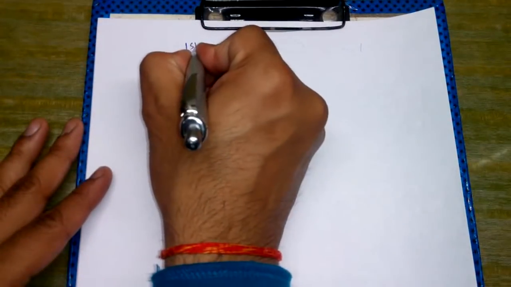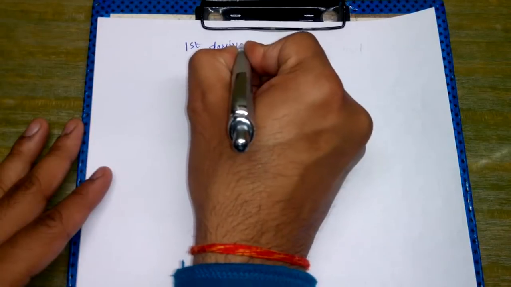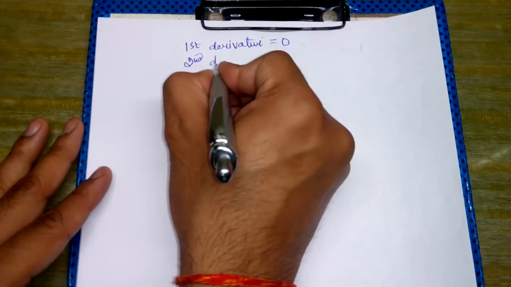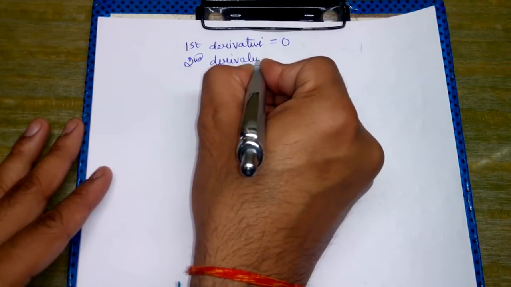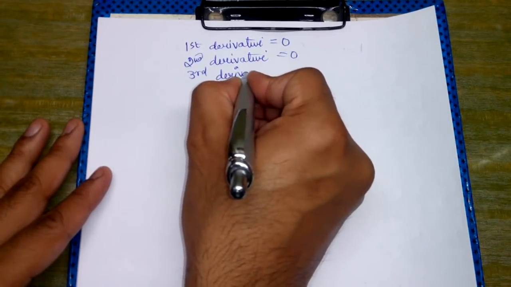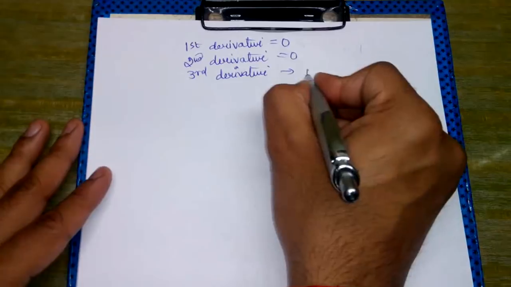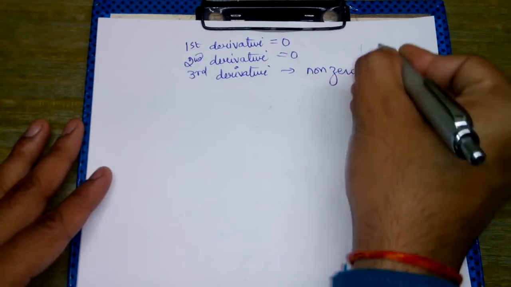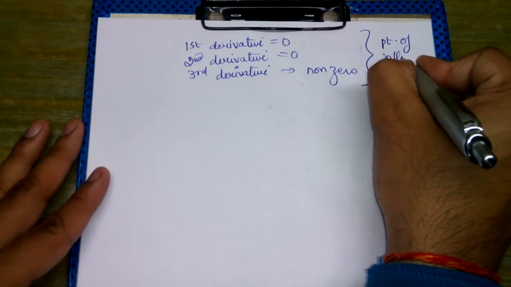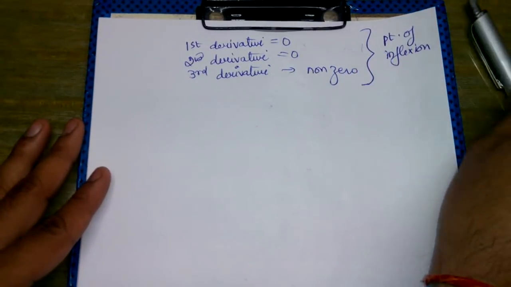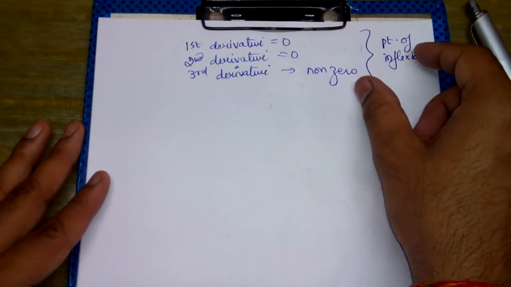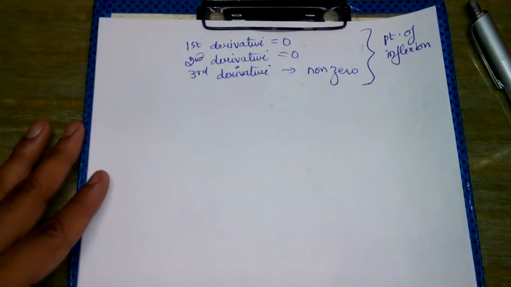And say if the first derivative is 0, then the second derivative is also coming out to be 0, and the third derivative is non-zero, then this corresponds to the point of inflection. And I already told you that the critical point in thermodynamics was also corresponding to the point of inflection.